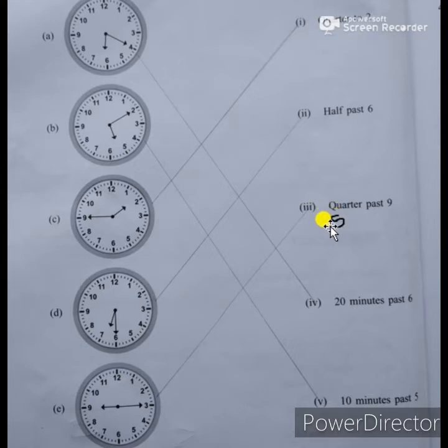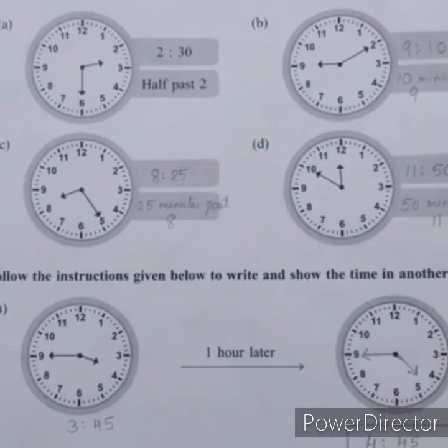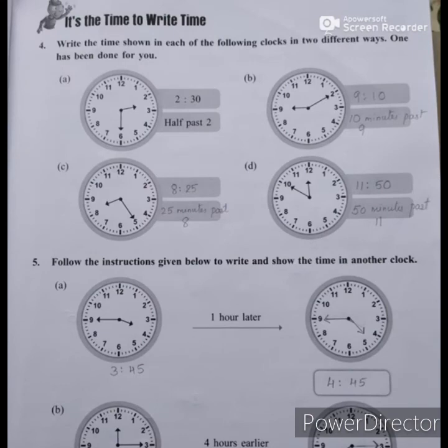Now we will move to the next page, page number 33. Students, these answers are very easy, so you should do them yourself in the workbook. Now we will see what is given on page number 33. Here we have to write the time in two different ways. One time is given, and we have to write it in another form also.